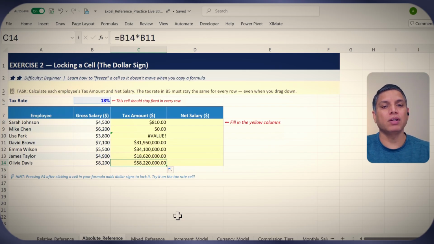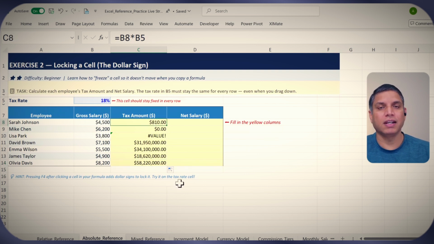Now what is happening over here? Let us understand that part. When we did it for the first cell, it was all doing fine. Take this cell, multiplied by this. And when I double click this, it is doing the same thing. But now I want to copy it down.